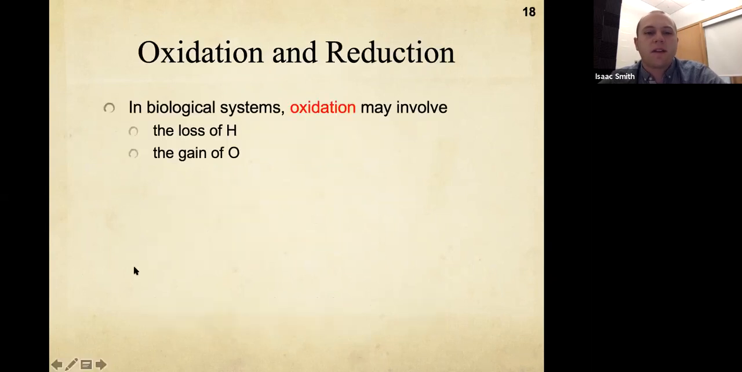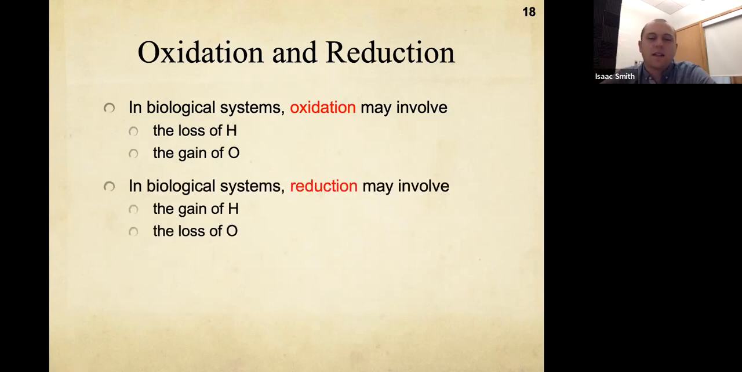The more helpful way to think about reactions with covalent compounds is either loss of hydrogen or gaining of oxygen. This will be more helpful in something like Chem 285, when you're talking about pretty much all covalent compounds, mostly organic chemistry. So for biological systems, reduction would be the gaining of hydrogen or loss of oxygen.